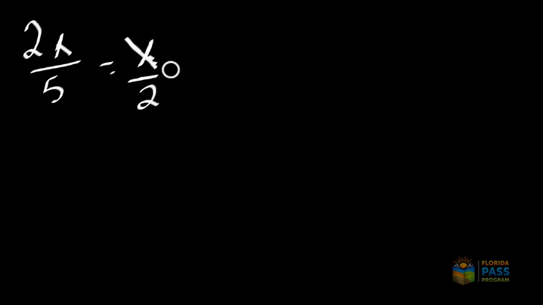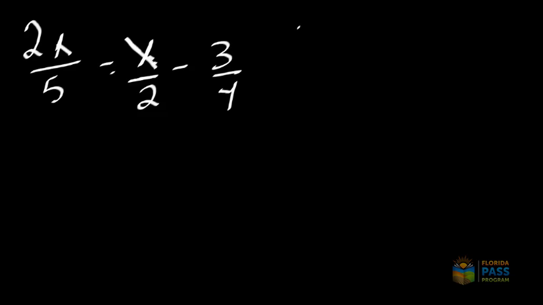Let's try that again, because if you're like me, it might take you a couple of tries to even get that. So I'm going to give you another problem. Here we have 2x over 5 equals x over 2 minus 3 over 4.